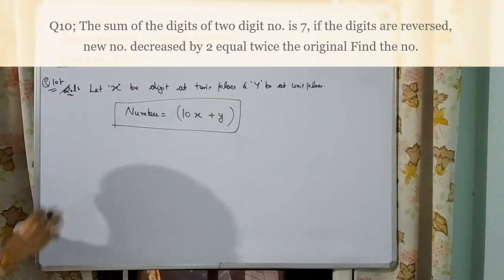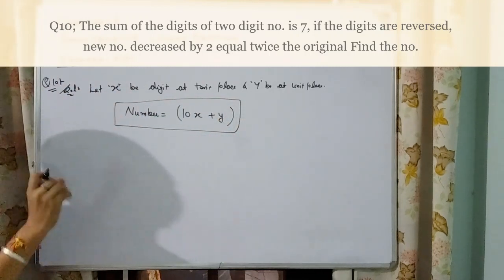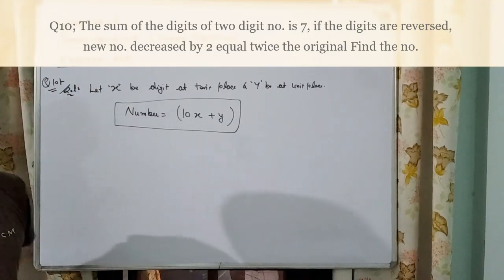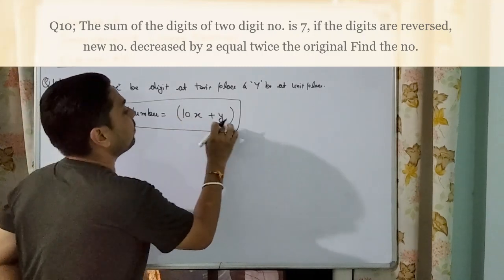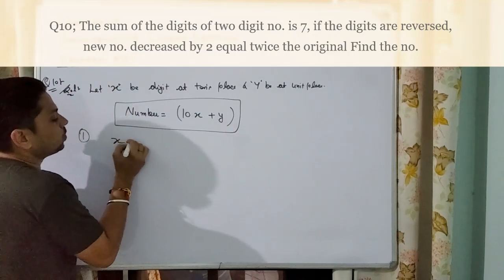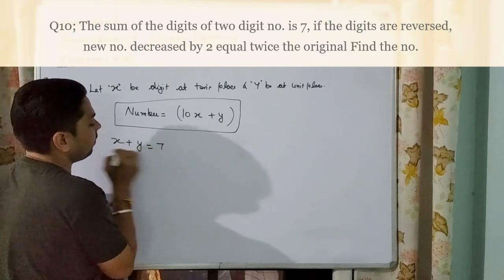Now we'll proceed with the question here. What is given in the question? That the sum of the digits of the number is 7. So digits are x and y here. Sum of the digits, that means the first condition, x plus y is equal to 7 here.